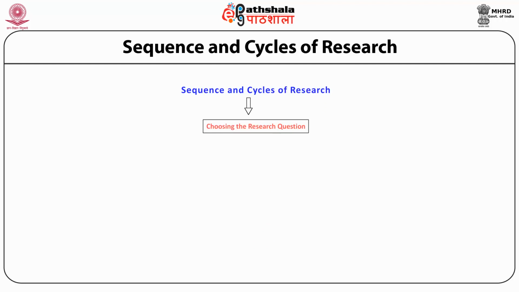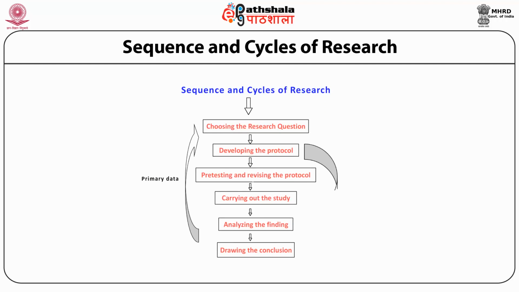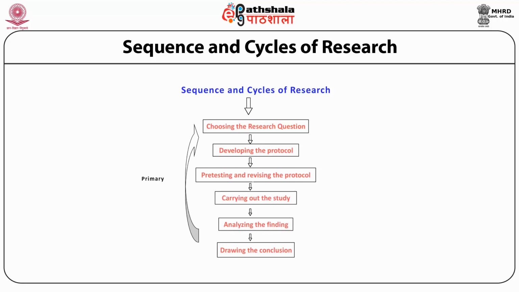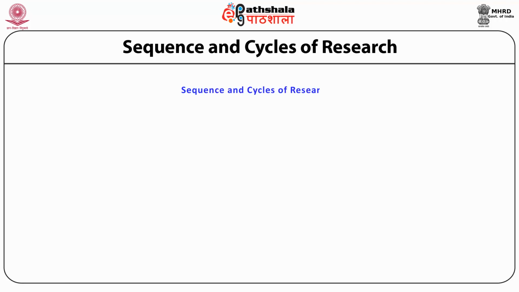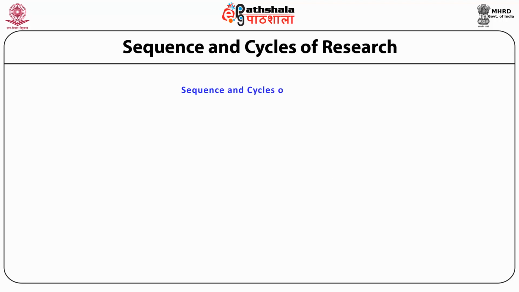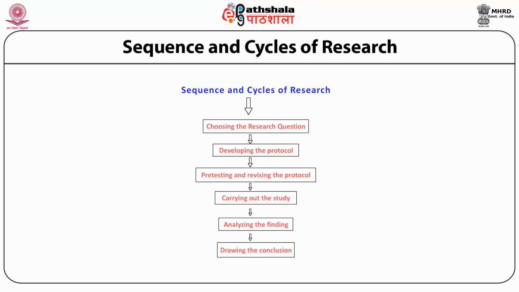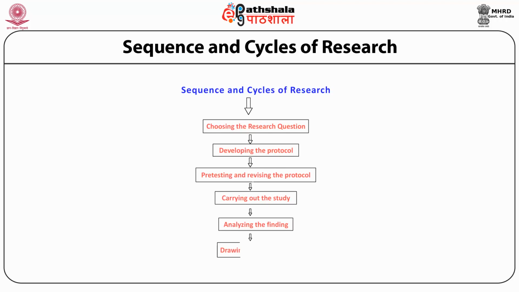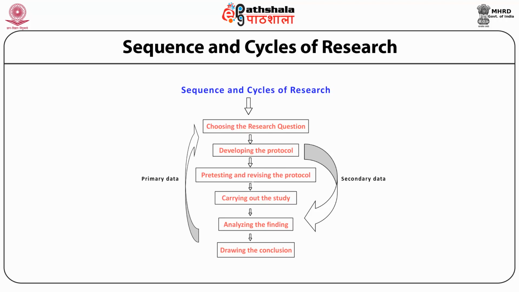In case of primary data, we have to first of all choose the research question. After choosing an appropriate research question, we have to develop a protocol. Protocol will be explained in the next slide. What do you mean by protocol? Then this protocol is tested or pre-tested, and if there is some mistake and it needs revision, then revise the protocol. Then carry on the study. After carrying on the study, the results will be analyzed and the conclusion drawn. This is for primary data.